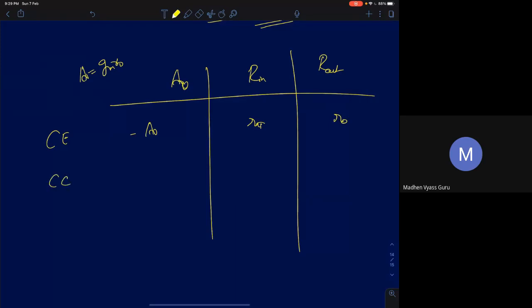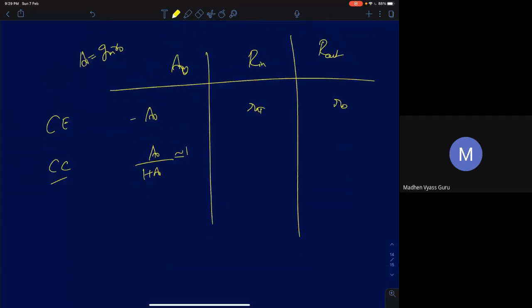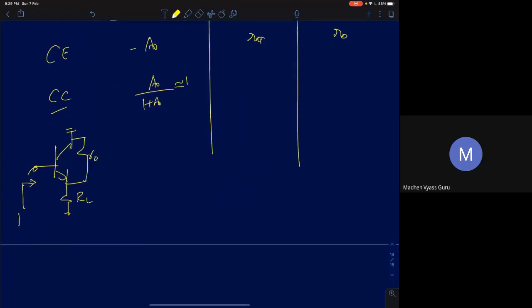What about the common collector configuration? The intrinsic gain is A naught by 1 plus A naught, which is very close to 1. And what was the input resistance in a common collector configuration? Assume you have a load resistance RL, and you also have a finite R naught. What will be your input resistance?